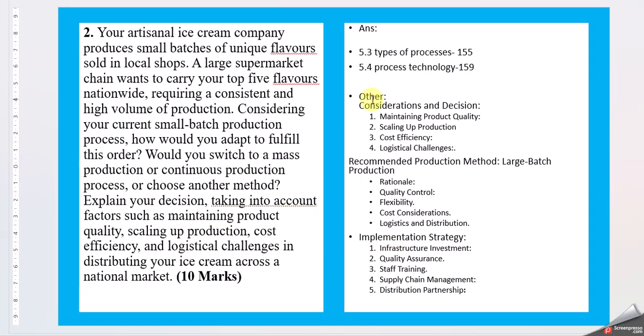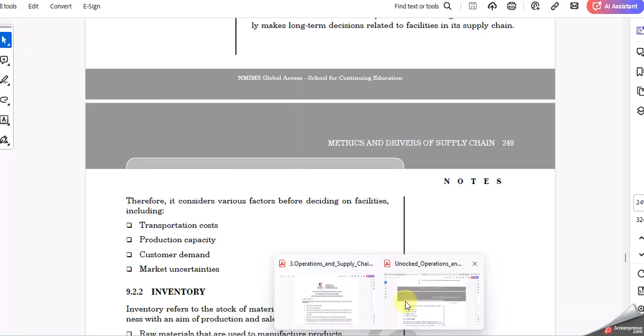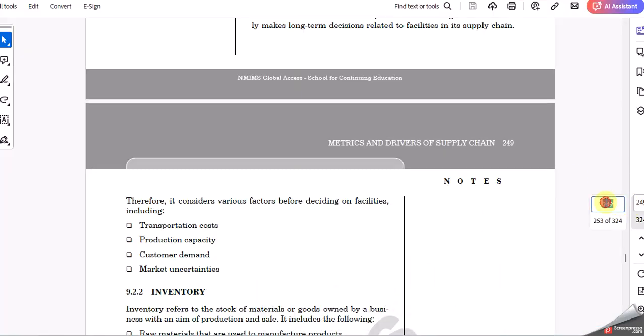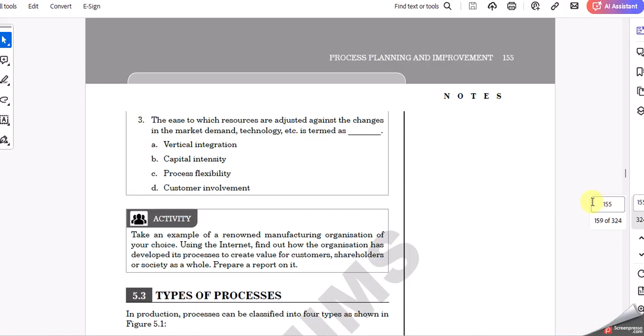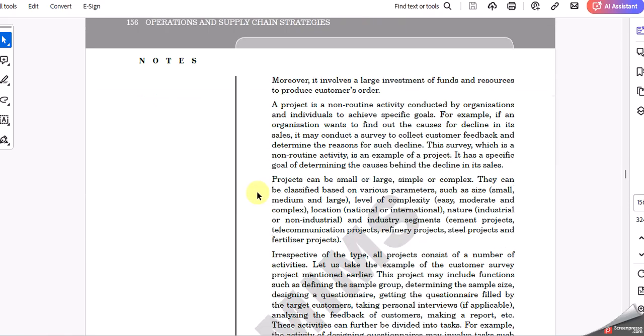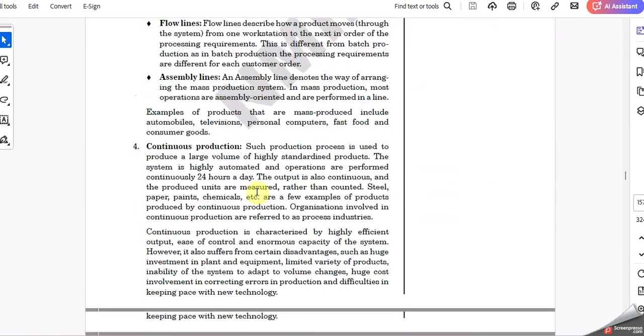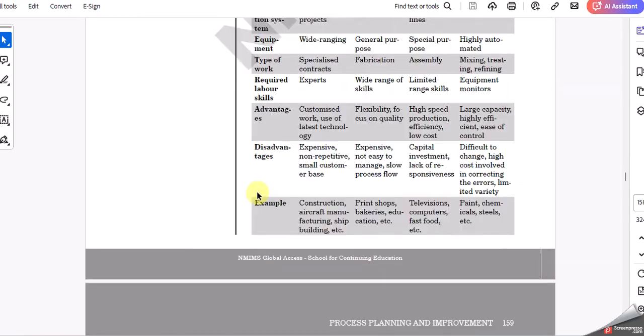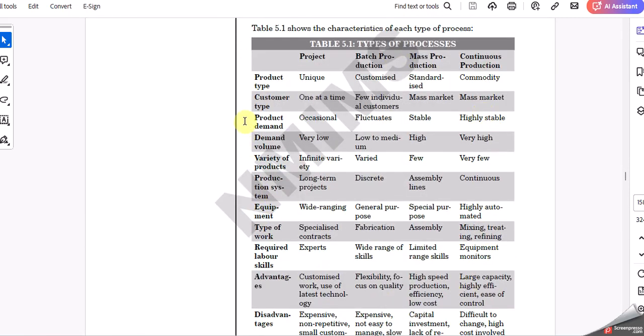So here we can see the different information, the types of processes and the process technologies in chapter 5, page number 155. Types of processes: project, batch, mass, and continuous. So understand the difference between all this, and then you can take a decision. Now, this table is very helpful to understand the difference in each of it based on the factors.